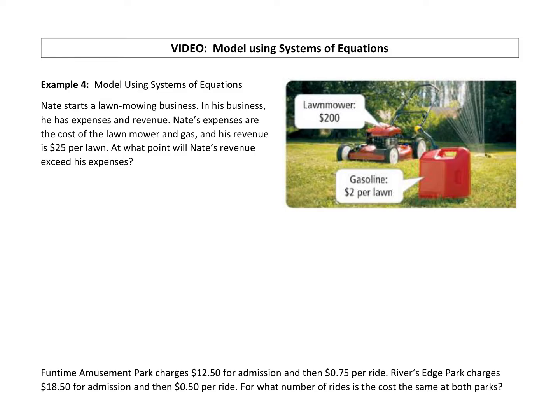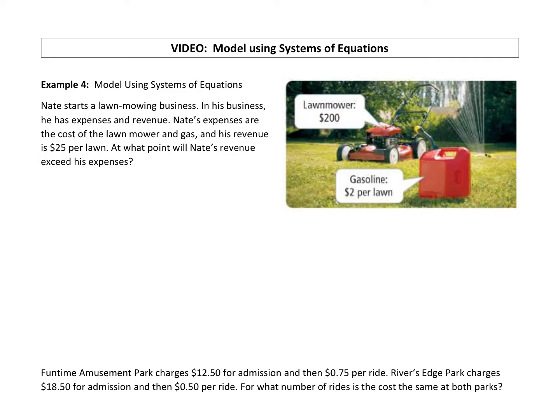So it would be like profit. How is he making money? So he has to pay money for certain things, and then revenue is the money he's bringing in that he's making. Nate's expenses are the cost of the lawnmower and gas, and his revenue is $25 per lawn. So he has to pay for his lawnmower, $200. He has to pay for gasoline, which costs about $2 a lawn. And then the money that he brings in, this is essentially what he's charging people. He brings in $25 per lawn.